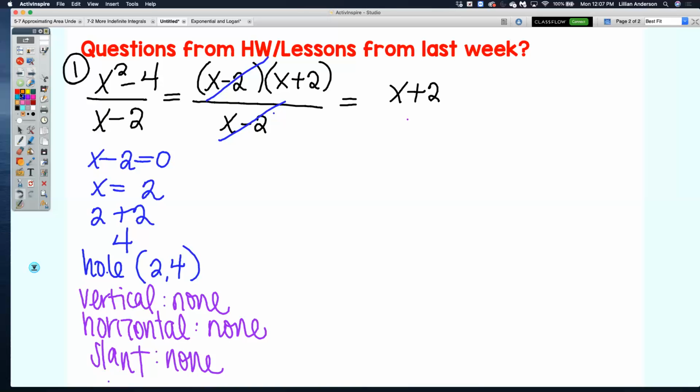Do I have any x-intercepts? I have -2, 0. Okay. Remember, we can find that by setting our function equal to 0, setting our numerator equal to 0. We'll solve that. We get -2. What about a y-intercept? 0. You plug in 0 for x to get your y-intercept. So we have all of our pieces of information.